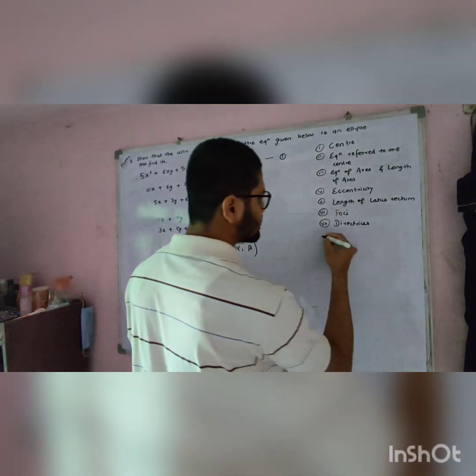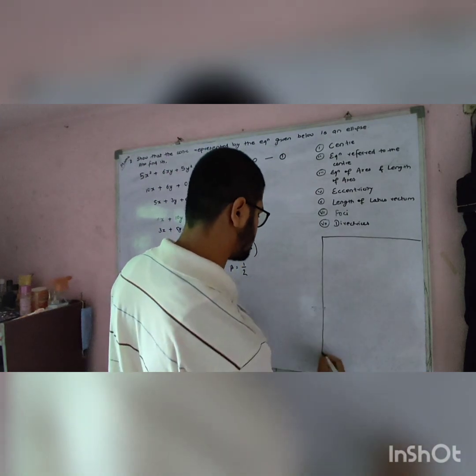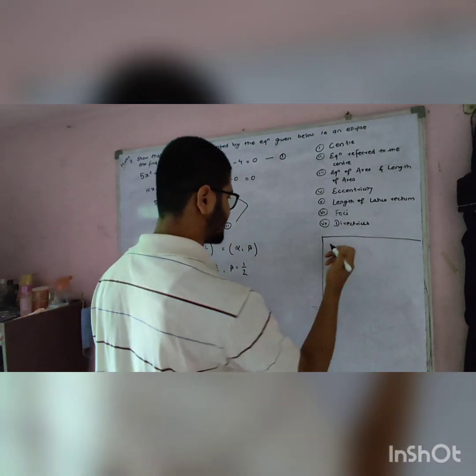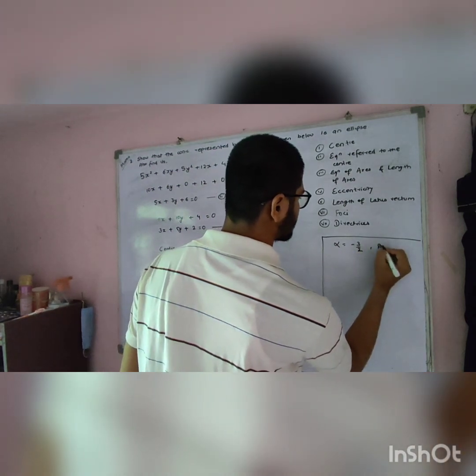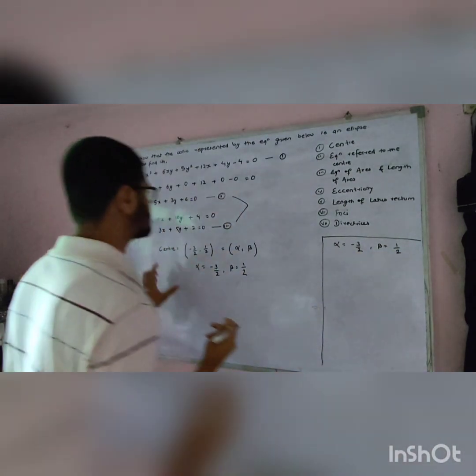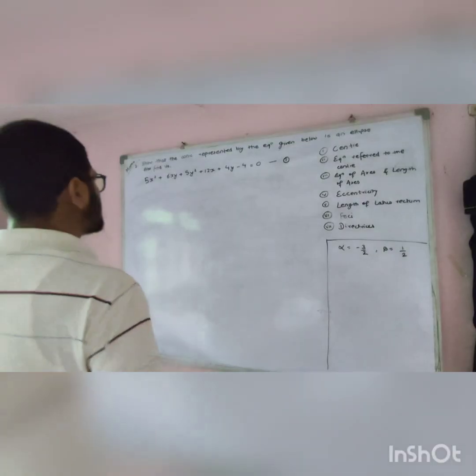Now I think I should write these things, which might be helpful. It is definitely helpful. Minus 3 by 2 and beta is equal to 1 by 2. So this is our center.